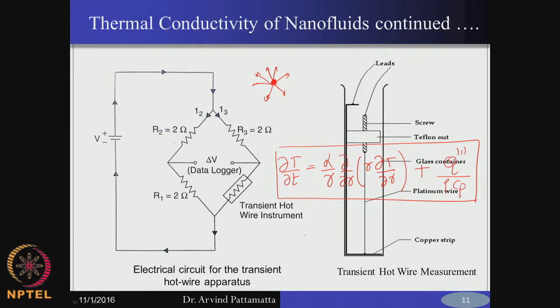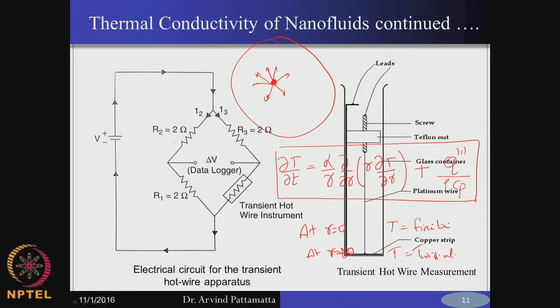You can apply boundary conditions, that is at r equal to 0, somewhere on the wire, the value of temperature should be finite. And since this is a transient method, you do this experiment only for maybe 2 to 4 seconds, a very short time. So, the heat will not be able to penetrate to very large radius. You can assume that at r equal to capital R, which could be the size of the complete container itself, it is like a semi infinite medium. So, that other end temperature is equal to the initial temperature, or r going to infinity, T is still the initial temperature.